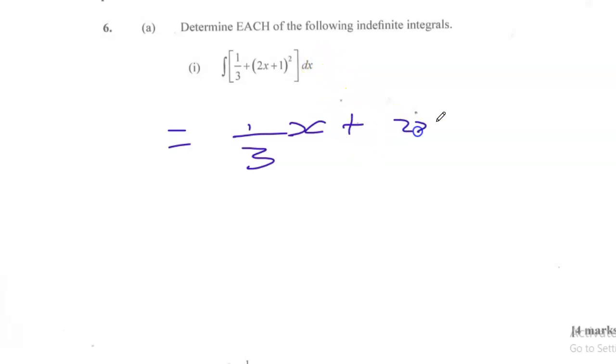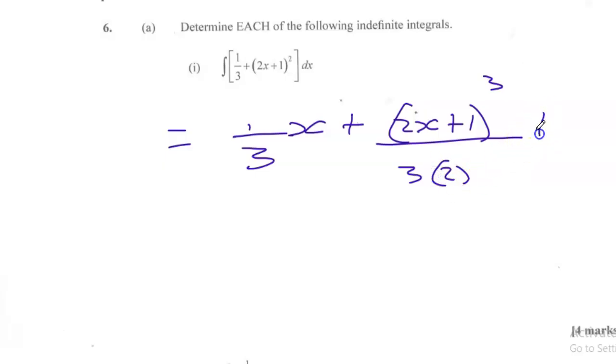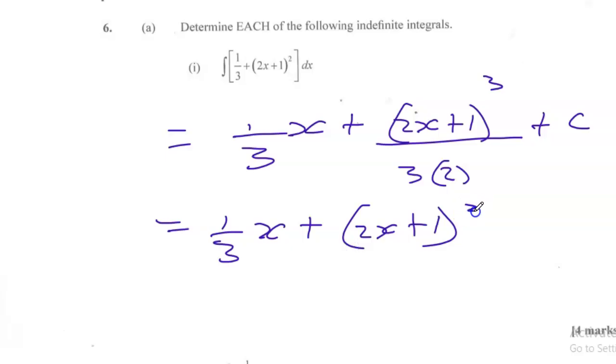So 2x plus 1, we add 1 to the power. We get 3, divide by the new power, which is also 3, and divide by the derivative of what's in the bracket. That's 2. So this is 1/3 x plus (2x + 1) to the power of 3 over 6, plus a constant. Another approach you could have taken is just expand the bracket, and integrate each term individually.